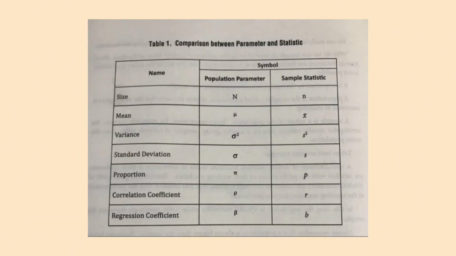This table lists different statistical measures and uses Greek symbols to represent the population parameter and lowercase Latin letters to represent the sample statistics. And remember that this is very important for you to memorize to avoid confusion. So we have here the size, the mean, variance, standard deviation, proportion, correlation coefficient, and regression coefficient, and their different symbols for population parameter and sample statistic.